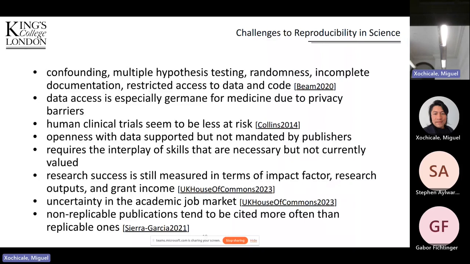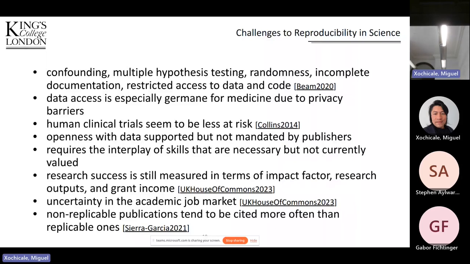generally in science. Of course, I'm only listing a few. There are so many more, as you know, but it's related to whether there's any confounding in your data or in your research questions, whether you are not accounting for multiple hypotheses. And of course, we are dealing with approaches that use randomness, whether you are doing a randomized clinical trial or whether you are using AI. And we've been covering throughout the day documentation, restrictions to code, etc.